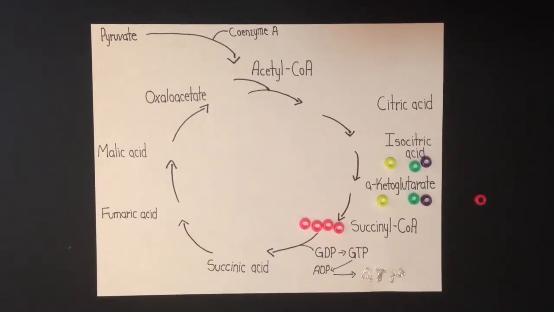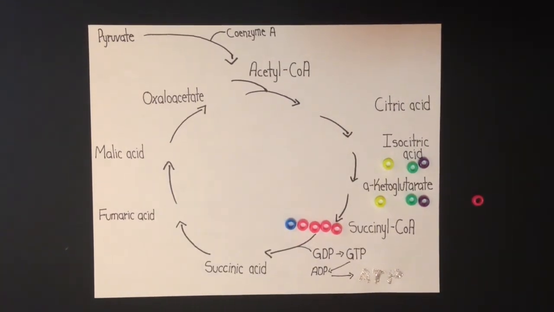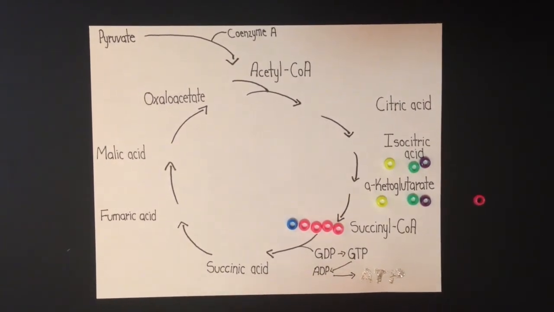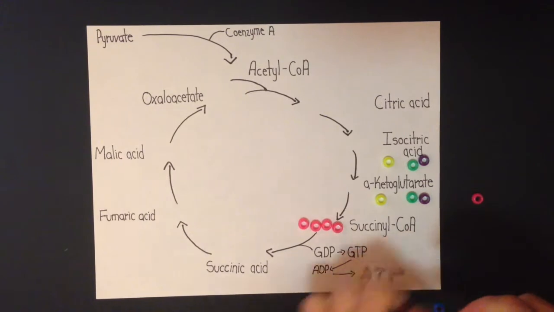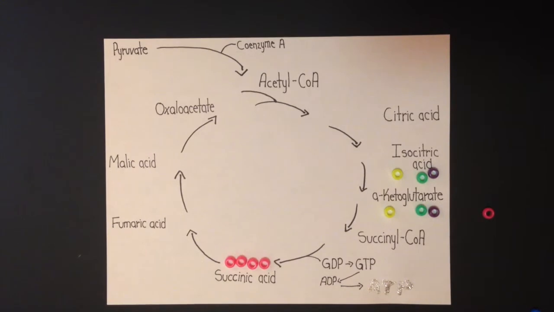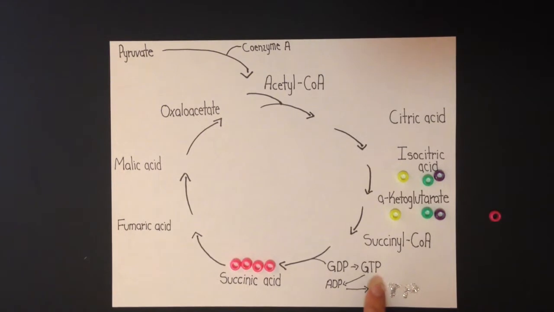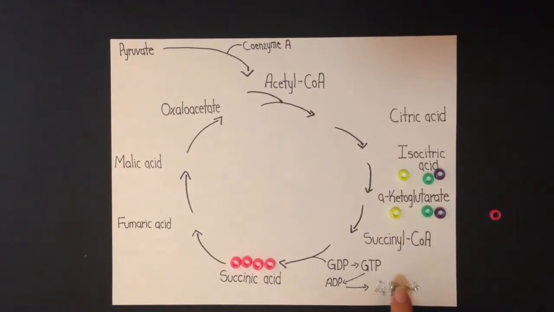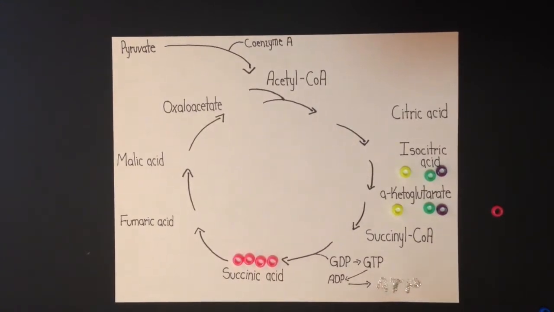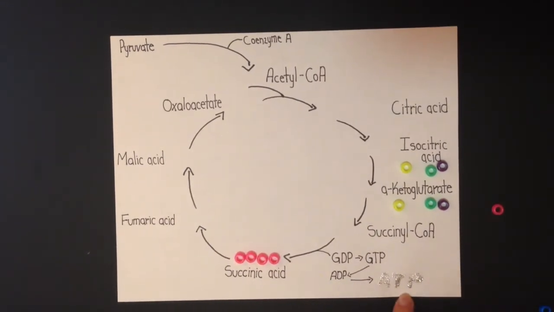In succinyl-CoA, an H2O will be added to break off the coenzyme to turn the succinyl-CoA into succinic acid. That is a 4-carbon molecule. During this process, a GDP will be added to create a GTP. The GTP, which is equivalent to an ATP, will take a phosphate group to ADP to create ATP, which is energy.